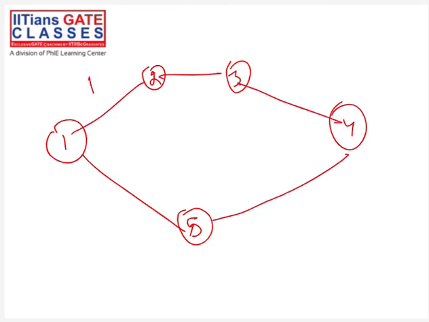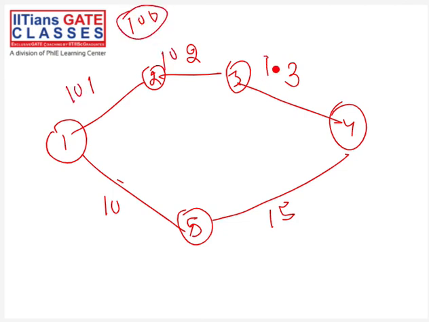Let's say this edge is 1, this is 2, this is 3. Let's say this is 10 and this is 15. What is the shortest path now? 1 to 2, 2 to 3, and 3 to 4. Correct? Now if I increase every edge by 100, this becomes 101, 102, 103, 110, 115.